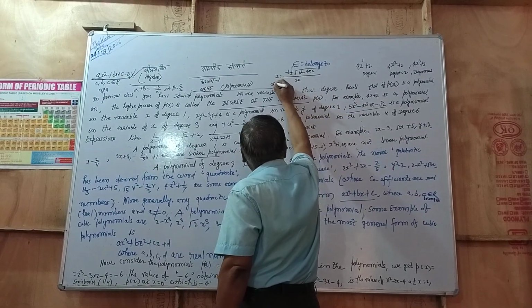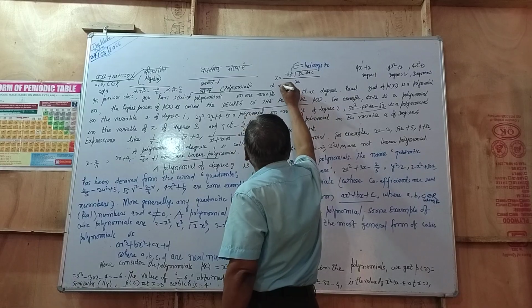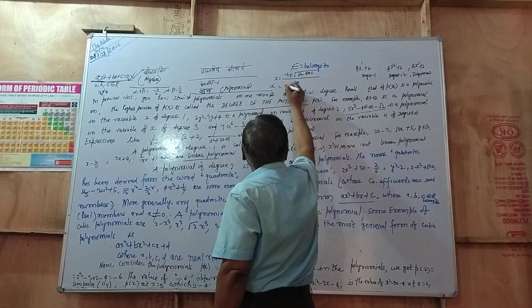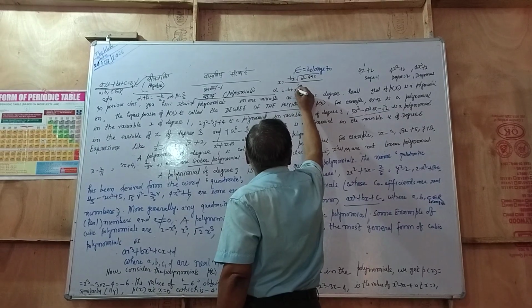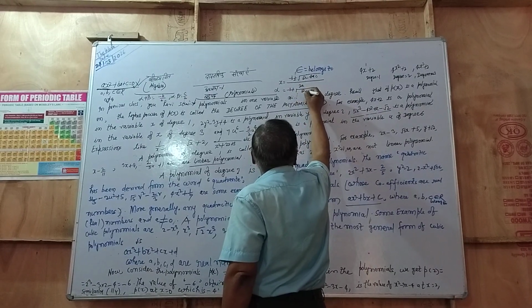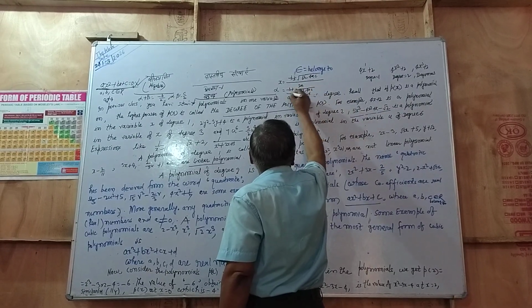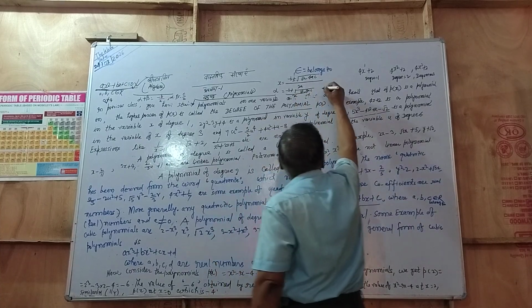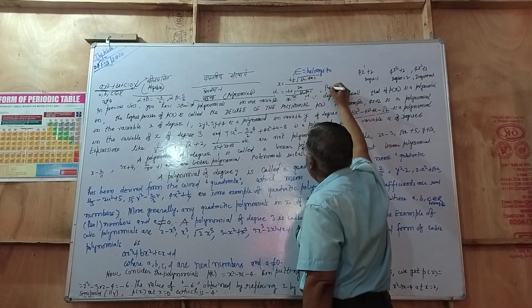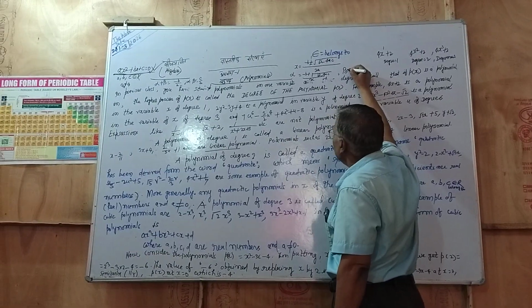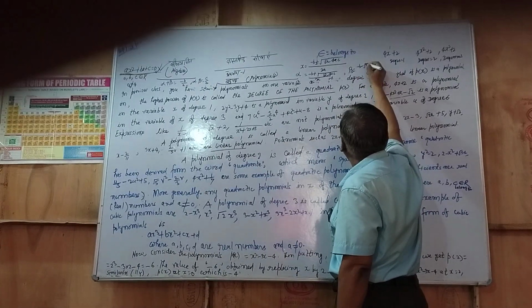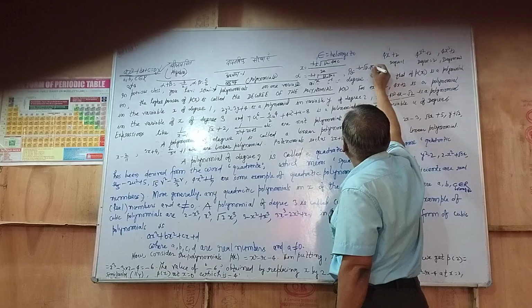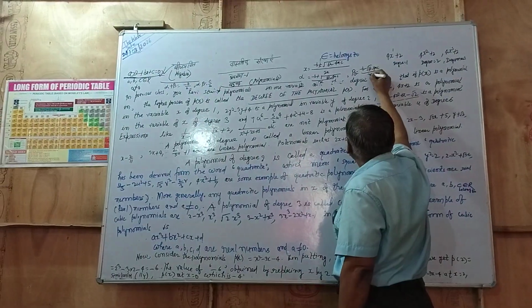If one root is alpha, then it is equal to minus b plus root under b square minus 4ac by 2a. And if beta is the other root, then it is equal to minus b minus root under b square minus 4ac by 2a.